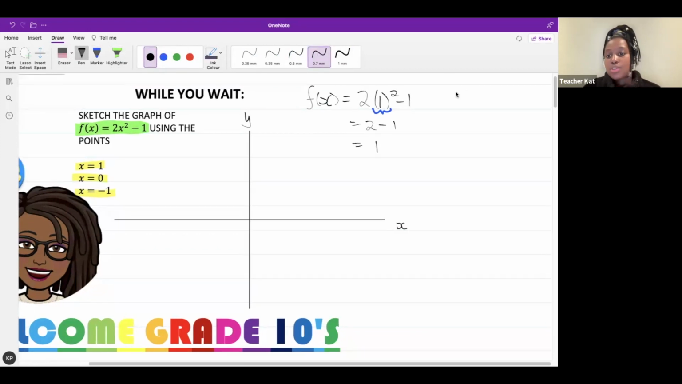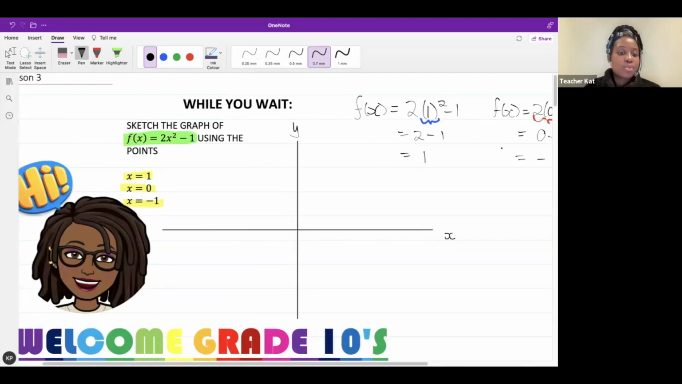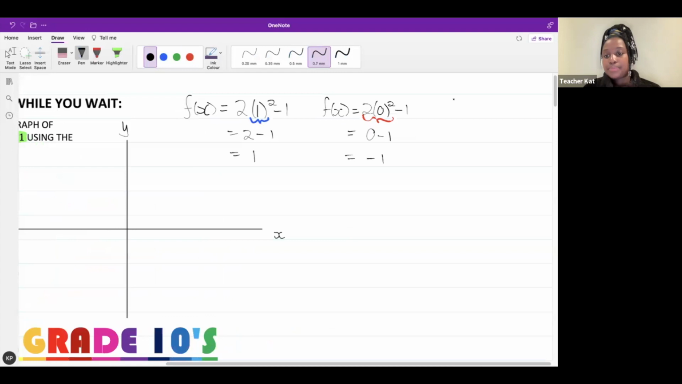Okay, let's substitute the second one quickly. f(x) is equal to 2 times 0 squared minus 1. This whole part will just be 0, because anything times 0 is just 0. So now I have 0 minus 1, which gives me a negative 1. Okay, last point was a negative 1.